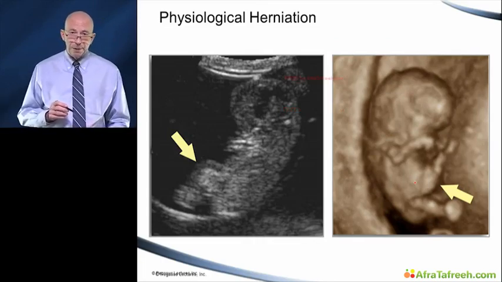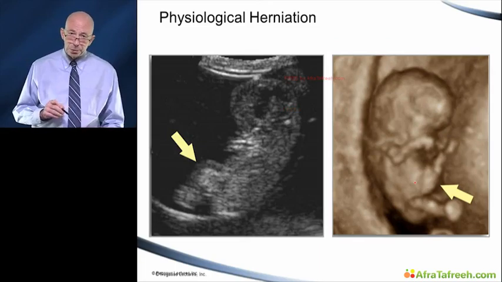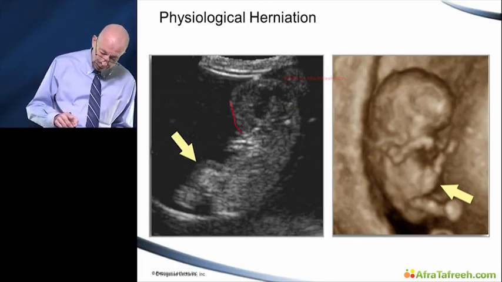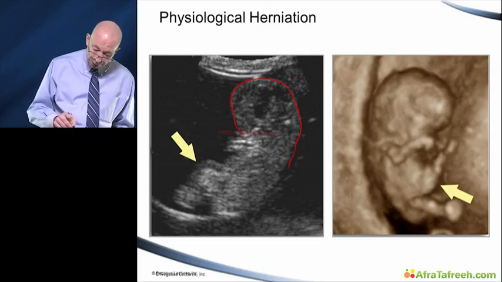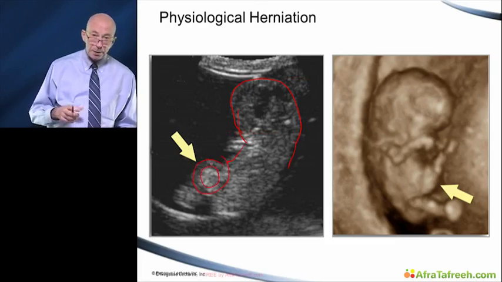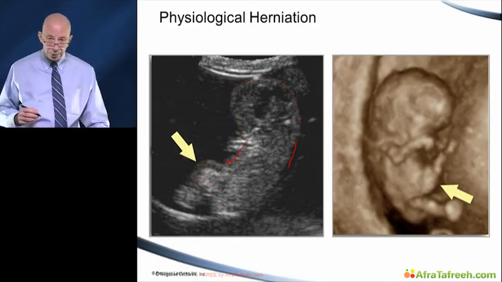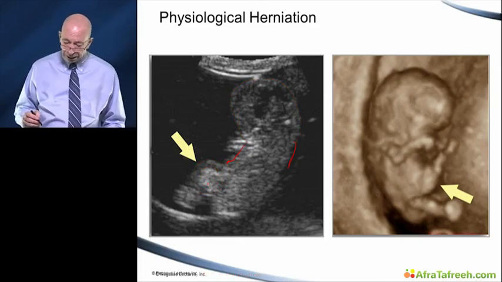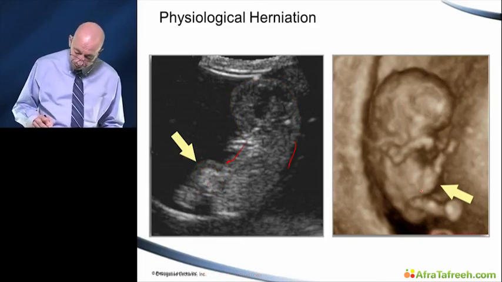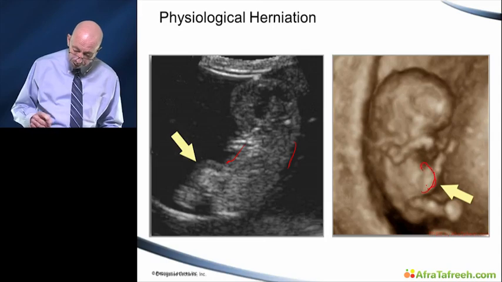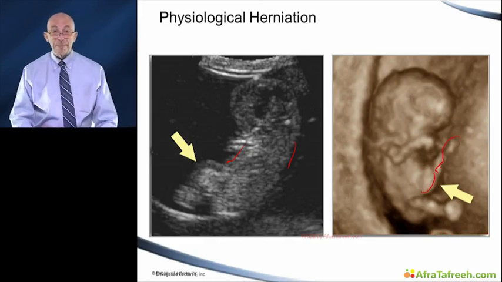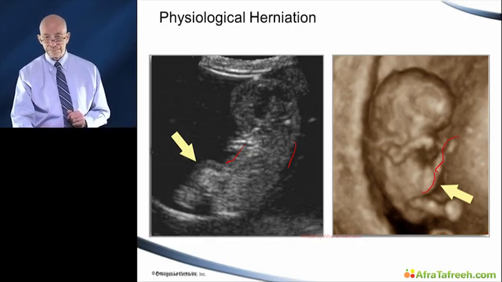The image on the left demonstrates a traditional B-mode ultrasound image, sagittal scan through the early fetus with the head, anterior chest wall, and the herniation of gut into the base of the umbilical cord. This 3D surface rendering demonstrates the same thing, and the arrow is pointing to the presence of bowel in the base of the umbilical cord, a normal finding up until about 12 weeks.